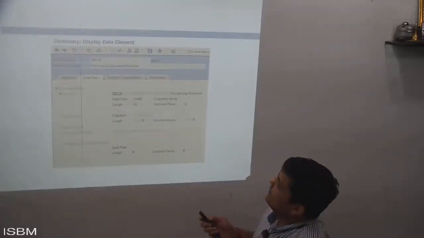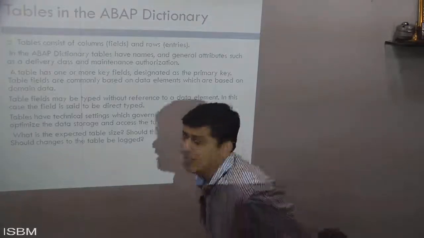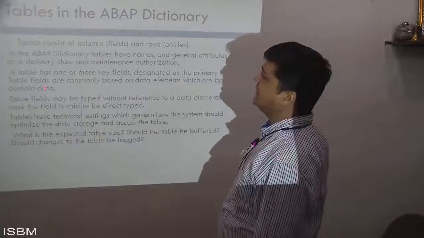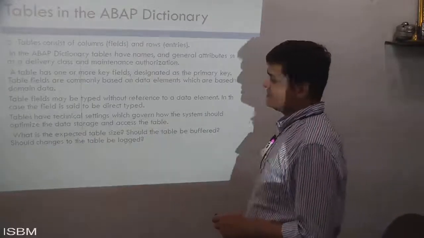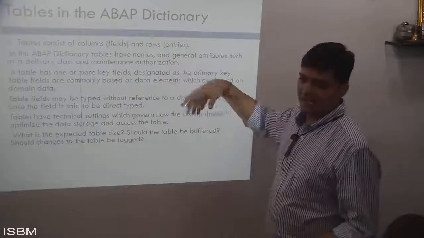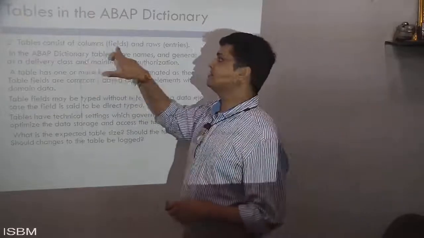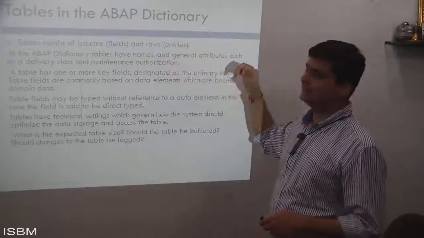Then moving ahead, tables. What exactly are tables in ABAP? Let's go for the table. Tables in the ABAP dictionary. Tables consist of columns, just like tables we have seen in Excel. There are 5 to 6 fields. So a table consists of columns, which are nothing but fields, and rows, which are nothing but entries.